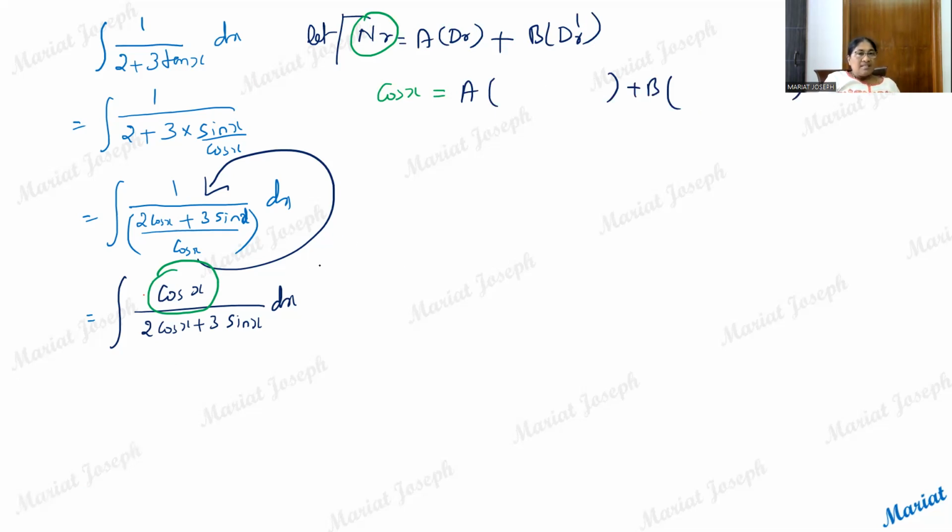The method says A into the denominator. What is the denominator? 2 cos x plus 3 sin x. That is what we should give here. 2 cos x plus 3 sin x.